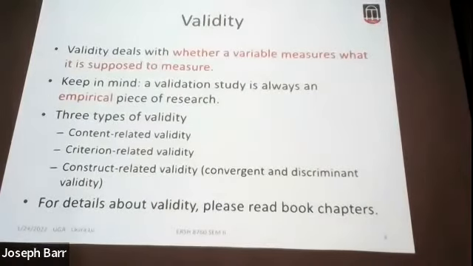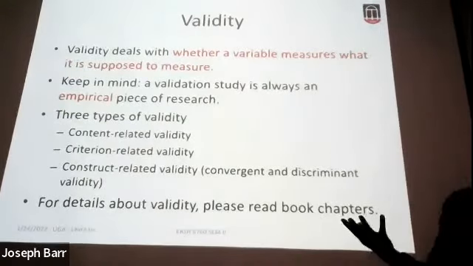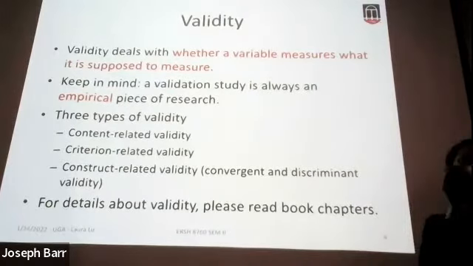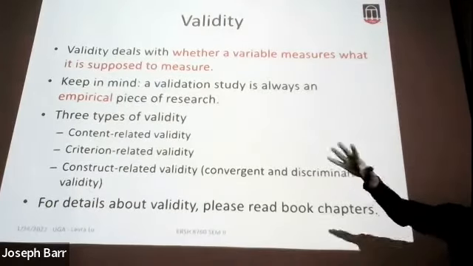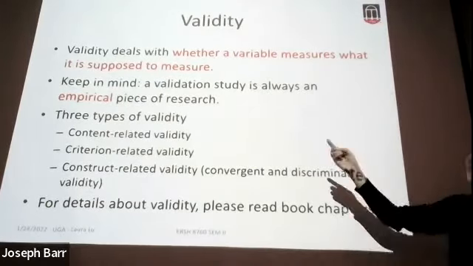So what's the definition? Validity deals with whether a variable measures what it is supposed to measure. For example, if you want to measure people's IQ, how smart is that person? We don't know, so we use some questionnaire or some test to see whether that person gets a really high score or a low score. So we designed a test. That test is valid or not to measure the IQ value of that person.